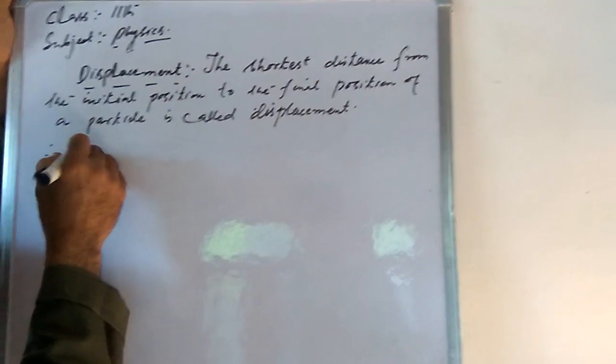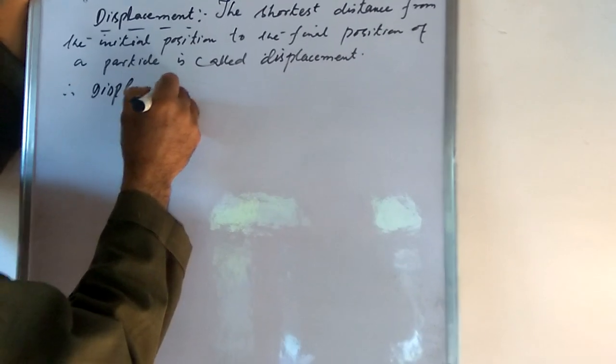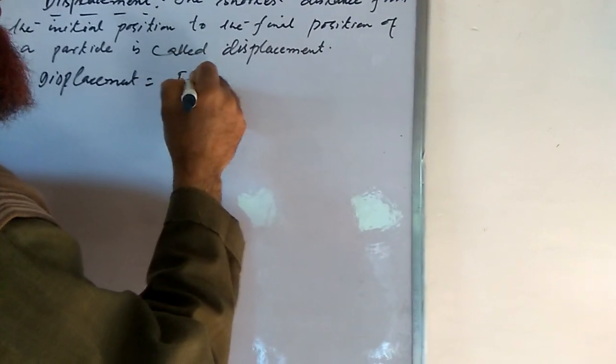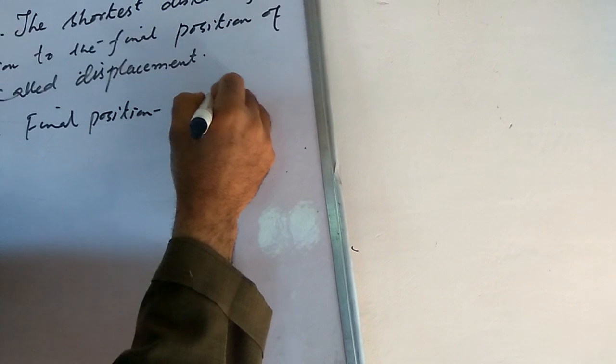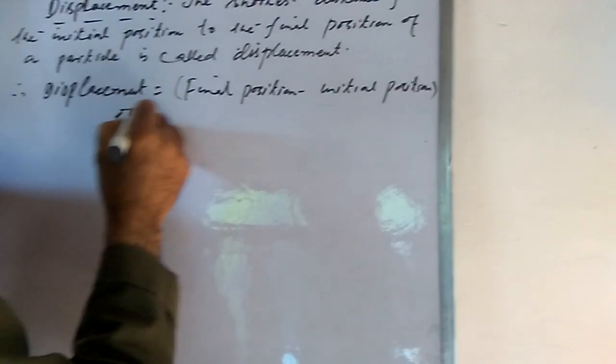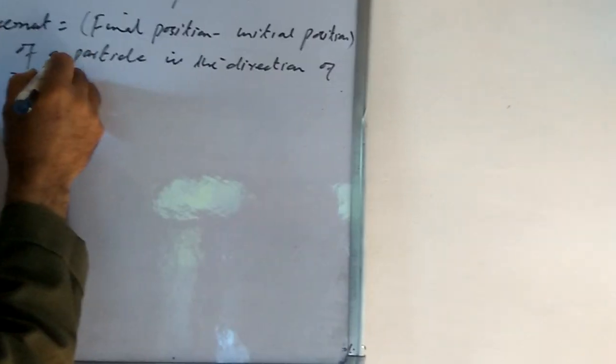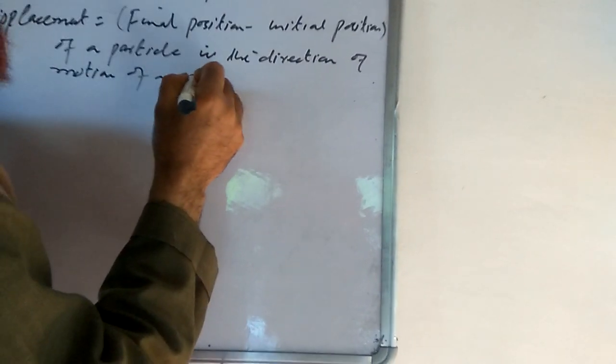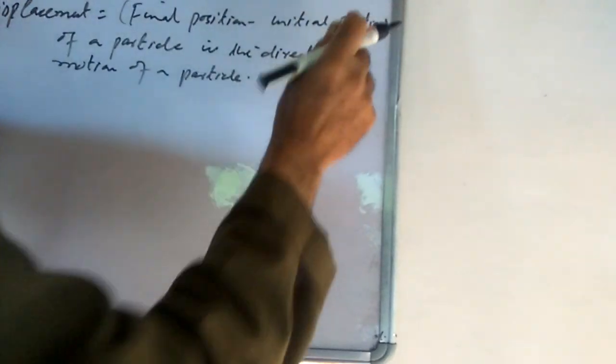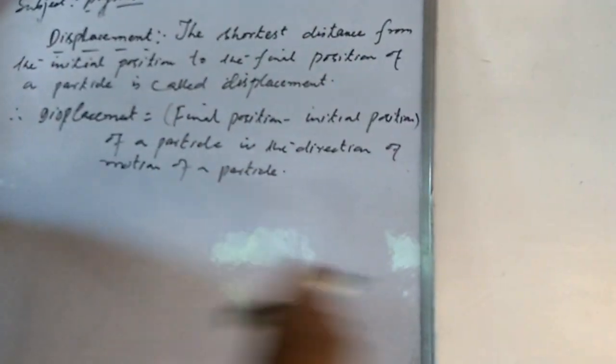So therefore we can write displacement is equal to final position minus initial position of a particle in the direction of motion of a particle. Final position minus initial position of the particle in the direction of motion in which the particle is moving. Now, let's discuss it.